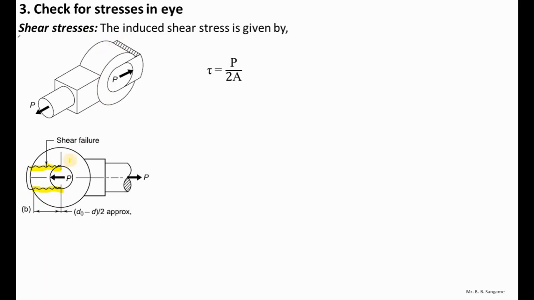So I am going to calculate this area. DO is the outside diameter and D is the inside diameter. DO by 2 is the radius of the outer circle and D by 2 is the radius of the inner circle. So DO by 2 minus D by 2 represents the thickness of the eye. Similarly, the eye has a width, which is B.